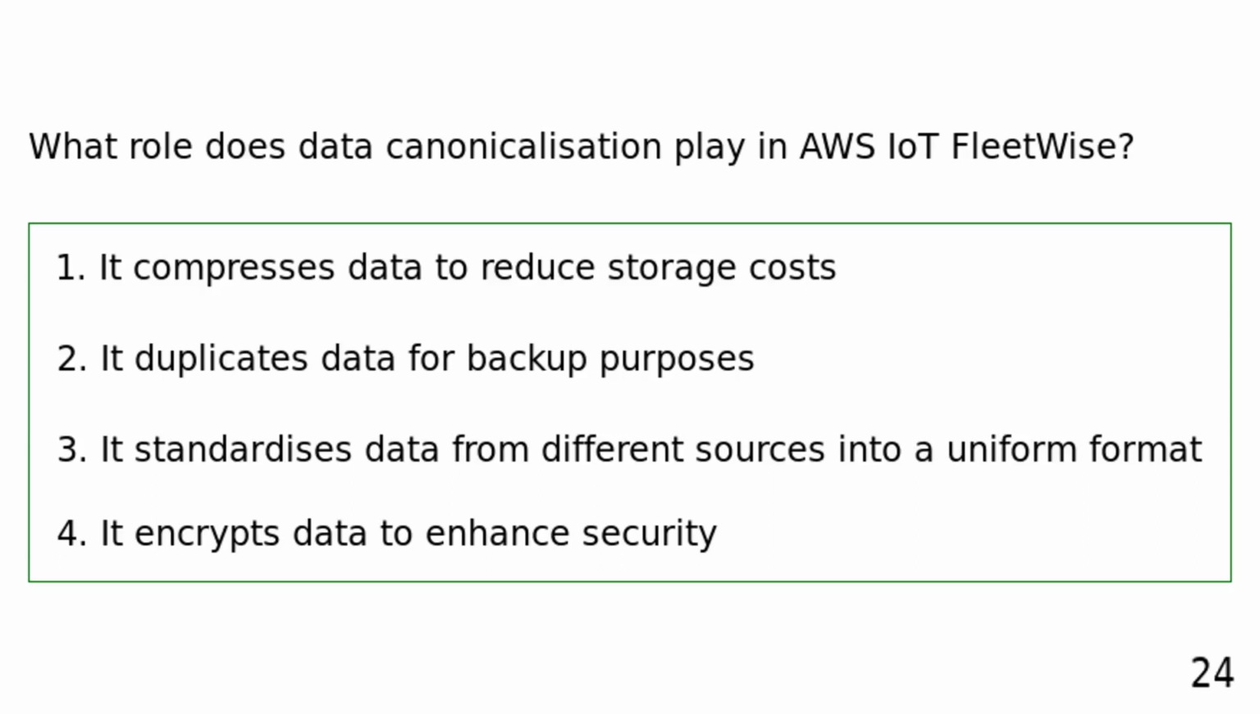What role does data canonicalization play in AWS IoT FleetWise? It compresses data to reduce storage costs. It duplicates data for backup purposes. It standardizes data from different sources into a uniform format. It encrypts data to enhance security.